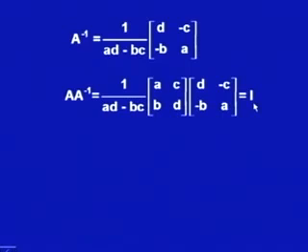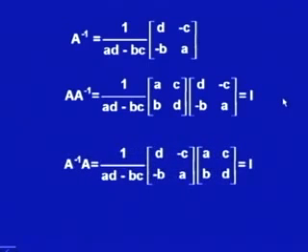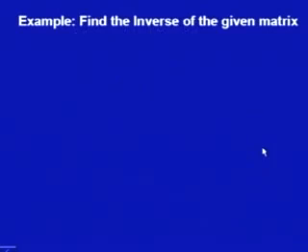And then the last element, AD minus BC, gives 1 when divided by AD minus BC. So, what we have on the right hand side is the identity matrix. Similarly, one can prove that A inverse A is also the identity matrix. The viewer can perform this multiplication and get convinced. So, the result is verified.